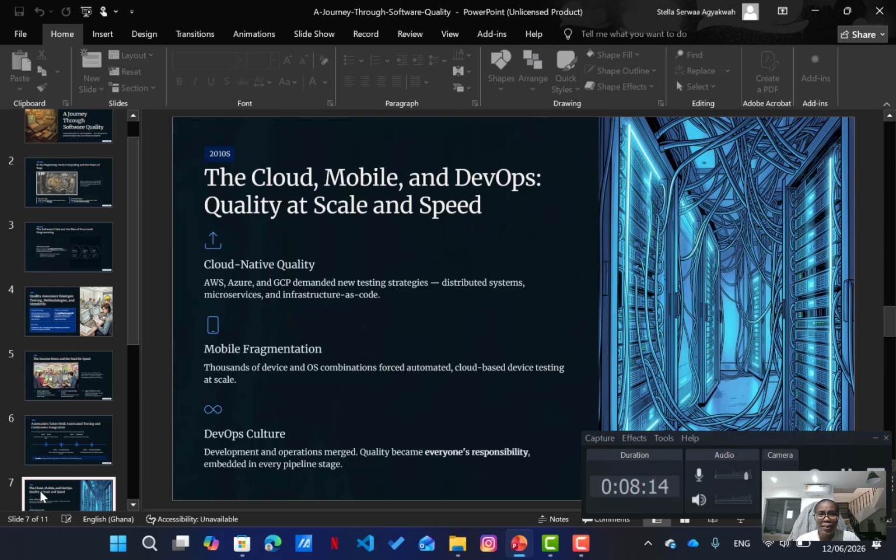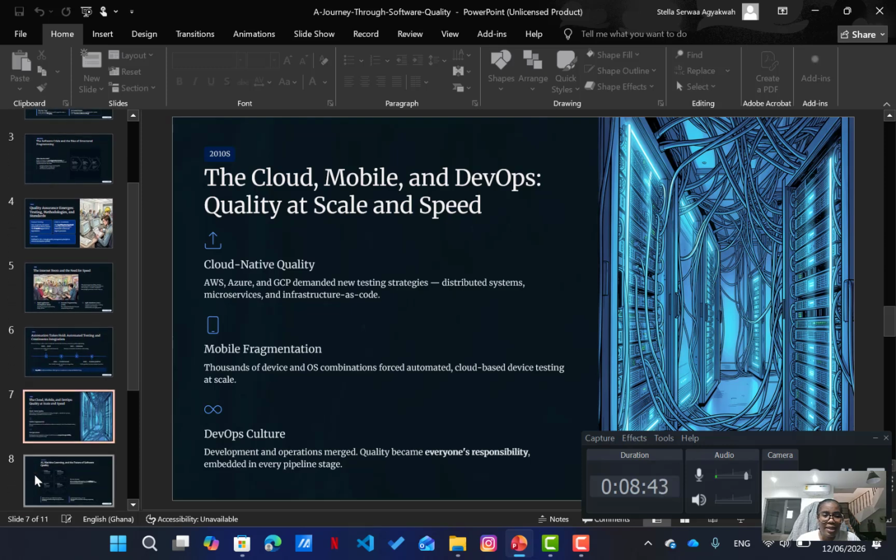DevOps brought development and operations teams together, encouraging collaboration and continuous delivery. As a result, quality became everyone's responsibility, not just the responsibility of testers. Software quality expanded beyond testing and became integrated in every stage of development.